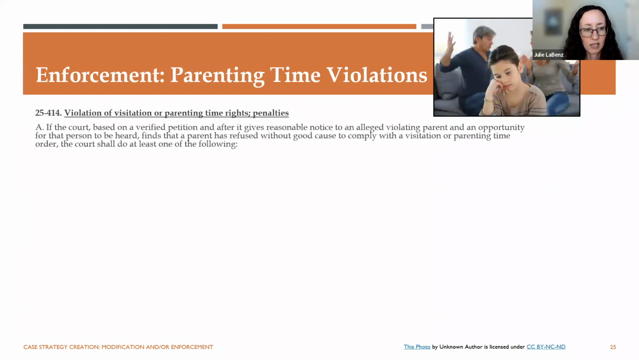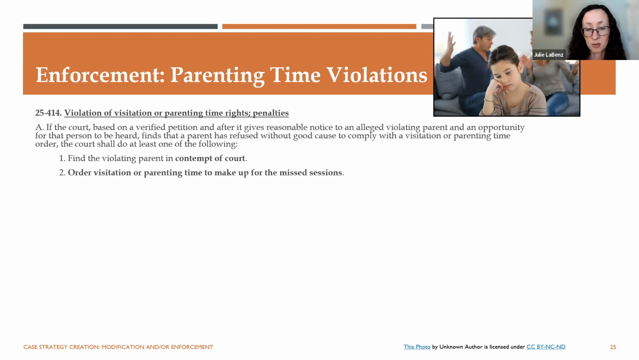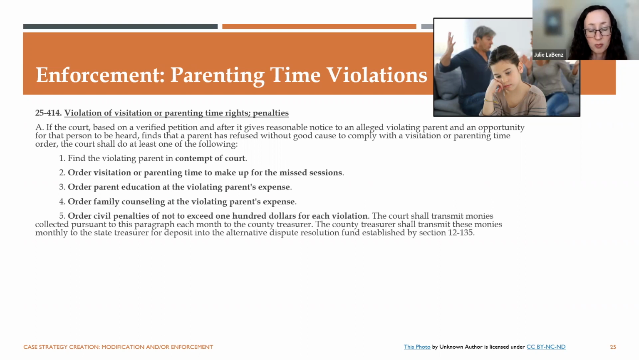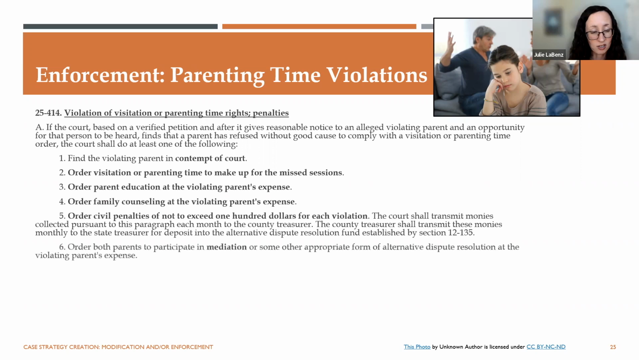Here's more on parenting time violations. If a court, based on a verified petition, and after it gives reasonable notice to an alleged violating parent and an opportunity to be heard, finds that a parent has refused without good cause to comply with a visitation or parenting time order, the court shall do at least one of the following: find the violating parent in contempt of court, order visitation or parenting time to make up for the missed sessions, order parent education at the violating parent's expense, order family counseling at the violating parent's expense, order civil penalties not to exceed $100 for each violation, order both parents to participate in mediation or some other appropriate form of alternative dispute resolution at the violating parent's expense, or make any other order that may promote the best interests of the child or children involved.